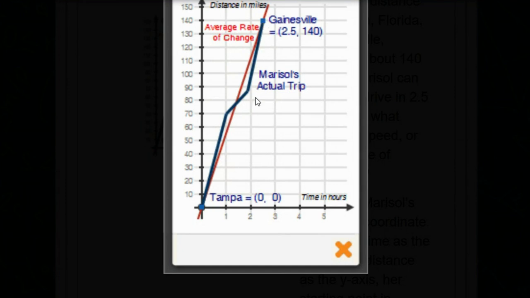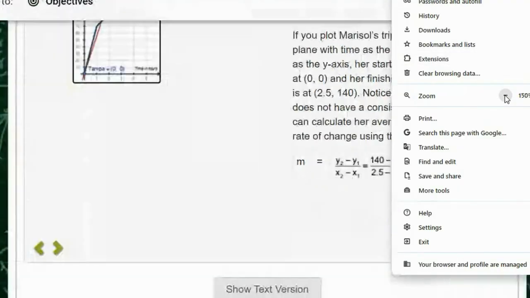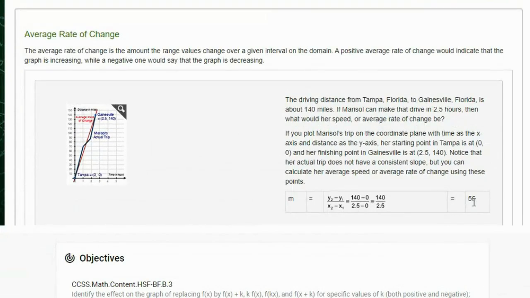Right? We just see that. That's the average. That's the slope between Tampa and Gainesville. If we draw that red line, that's the slope. So when you see average rate of change, I want you to think slope, because that's what it's really just talking about. And you see there, they calculated it. y2 minus y1 over x2 minus x1, 140 minus 0, 2.5 minus 0, 140 over 2.5, 56 miles per hour.